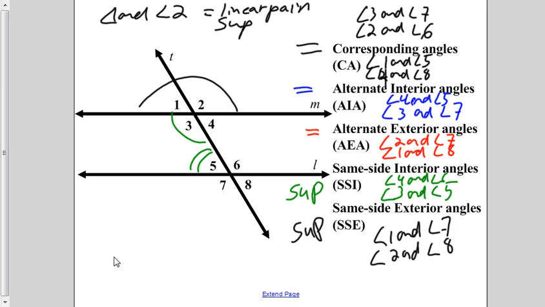Here's another one. What about 1 and 4? 1 and 4 are vertical angles, or VA, and they are congruent. Okay? So those are important ones that you should have on there too. We sometimes forget about those. Those are important as well.